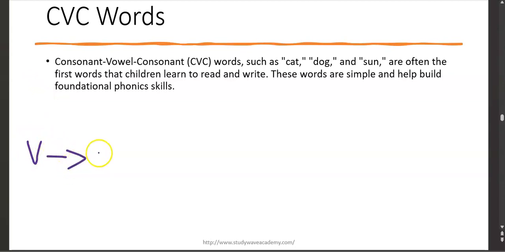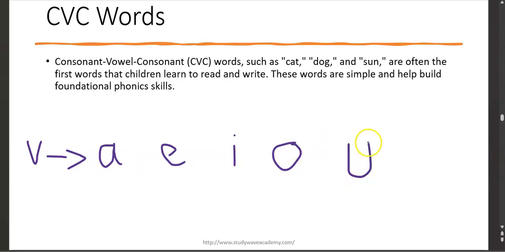So anytime you have a 3-letter word, check if you have any vowel here. So we have A, E, I, O, and U. So anytime you get a 3-letter word, check if any of them is part of this. So that is our CVC. And remember the format. The first letter should be a consonant, second should be a vowel, and third should be a consonant.